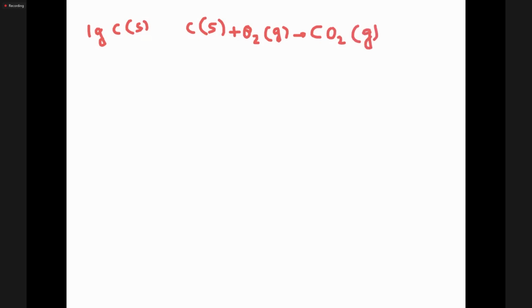And it forms CO2, that is carbon dioxide. Now during the reaction, the temperature rises from 298 Kelvin to 299 Kelvin. So we have T1 as 298 Kelvin, the initial temperature. And we have T2, the temperature change is only 1 Kelvin. So T2 will be 299 Kelvin.